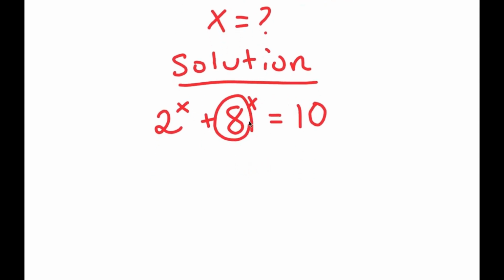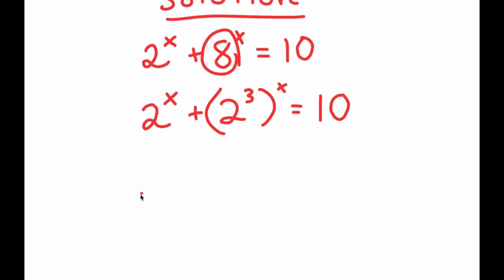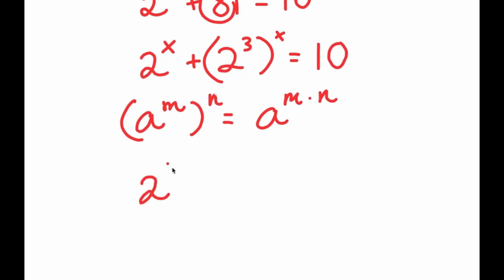Now from here, 8 I can rewrite as 2 to the power of 3. So I get 2 to the power of x plus 2 to the power of 3 to the power of x is equal to 10. Now, if I have something in the form a to the power of m to the power of n, this is equal to a to the power of m times n. So 2 to the power of 3 to the power of x is the same thing as 2 to the power of 3x. And now this is equal to 10.